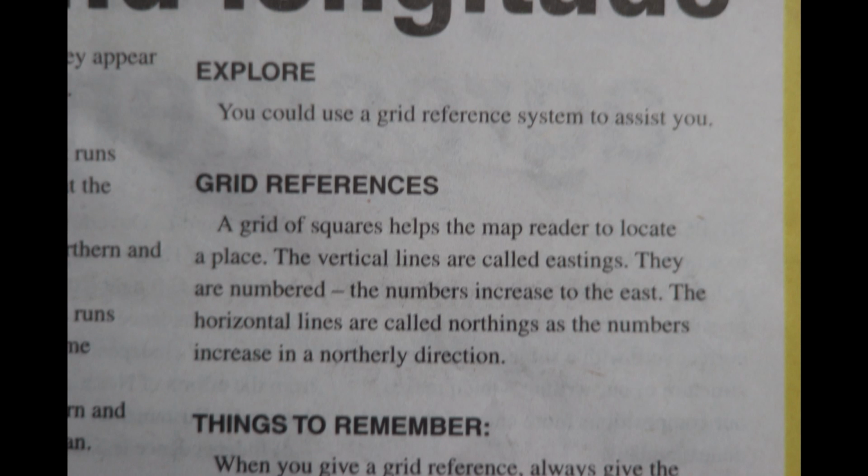Explore. You could use a grid reference system to assist you. Grid references. A grid of squares helps the map reader to locate a place. The vertical lines are called eastings. They are numbered. The numbers increase to the east. The horizontal lines are called northings, as the numbers increase in a northerly direction.